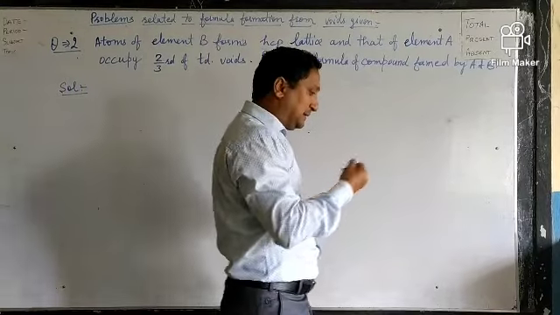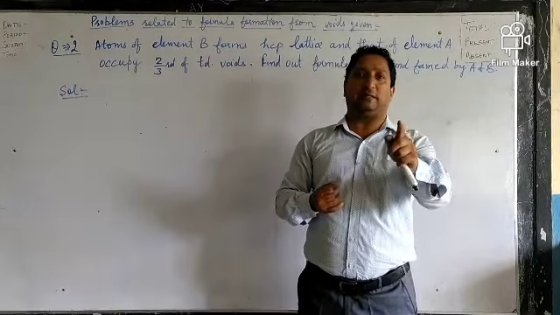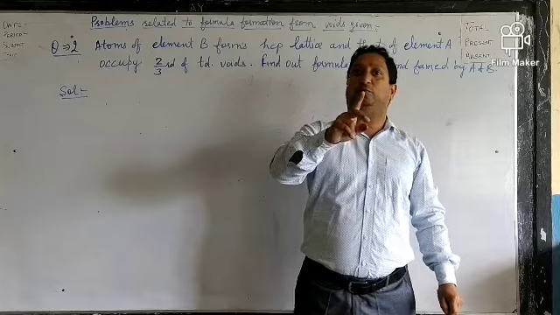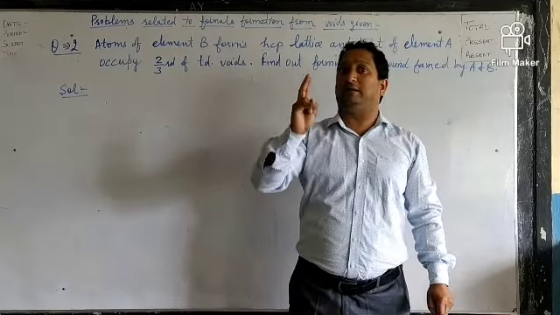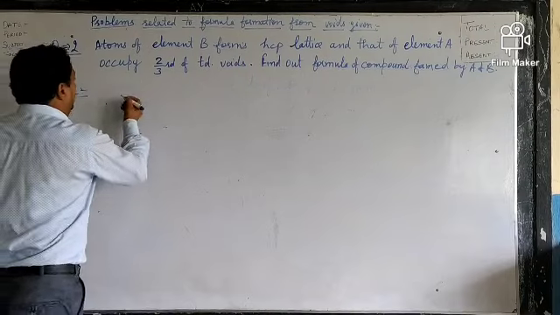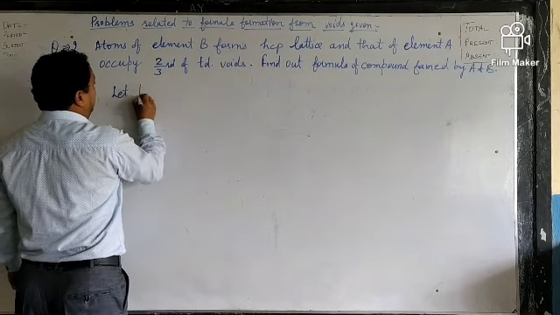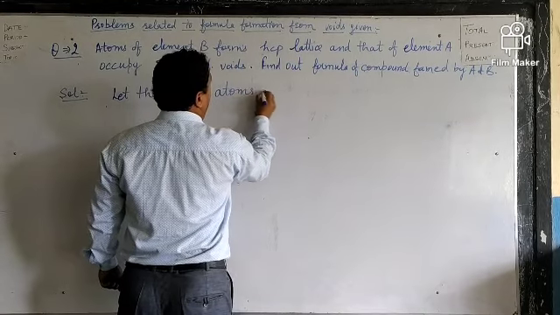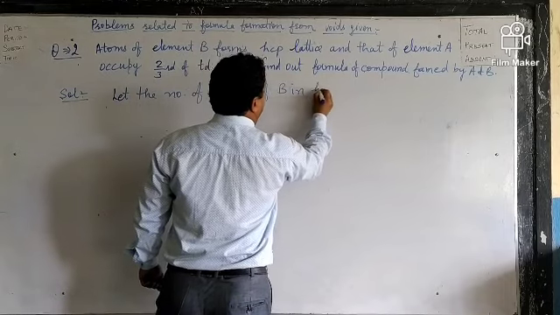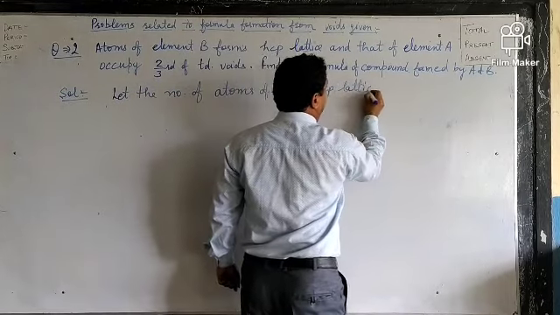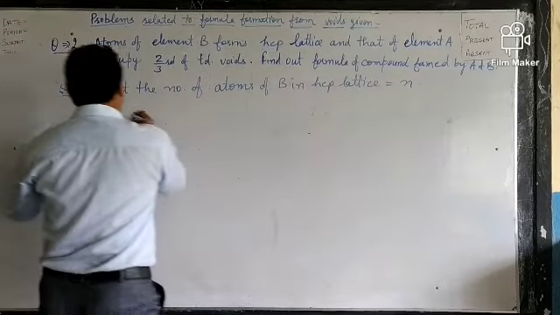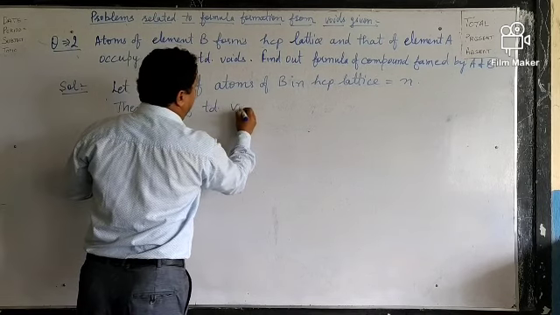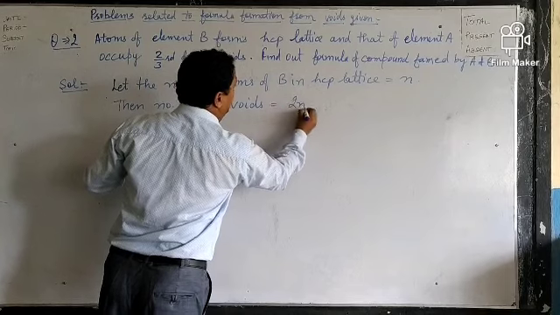Now, once there is n number of atoms, the number of octahedral voids is equal to n, and the number of tetrahedral voids is equal to 2n. As I have told you, for one atom there are two tetrahedral voids. So we will write: let the number of atoms of B in the HCP lattice be equal to n. Then the number of tetrahedral voids is equal to 2n.